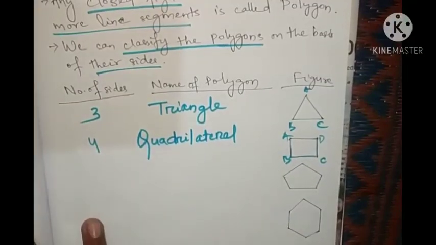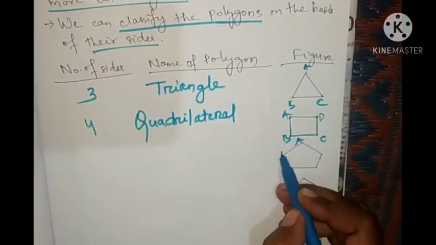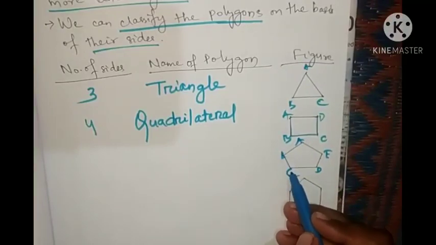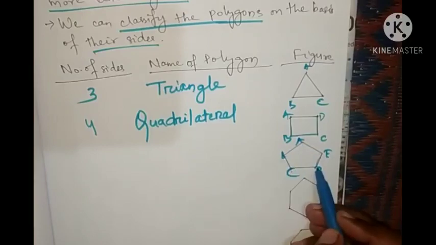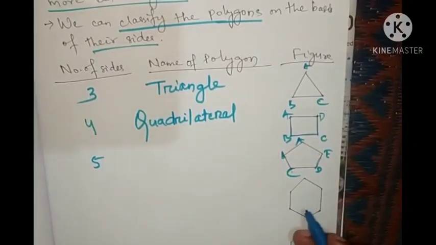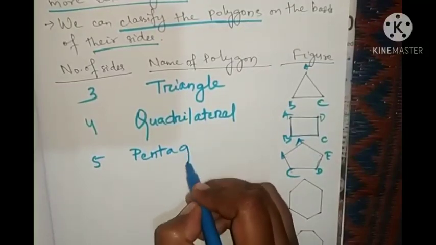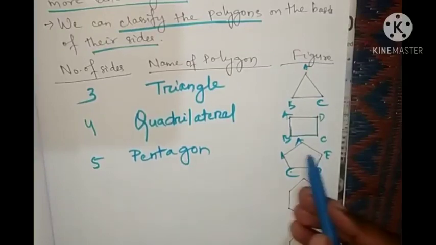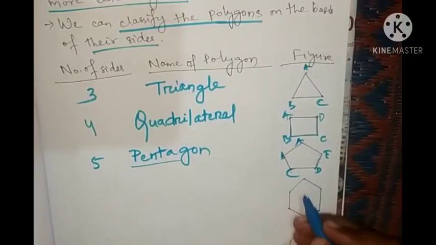Next, name it A, B, C, D, E. How many sides are there? 1, 2, 3, 4, 5: AB, BC, CD, DE, EA. 5 sides, that's why it is known as pentagon, P-E-N-T-A-G-O-N. Here you write gon. Before that, 5 sides means penta.